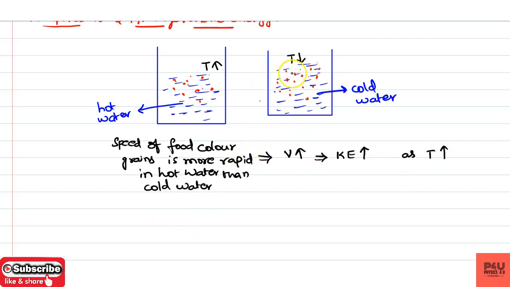So when you consider the cold water, in cold water, jiggling is seen with a normal speed. That means we can see that the speed is more in the first beaker compared to the second beaker. So the velocity of the food grains in the second beaker is less. That's why kinetic energy is less. So here velocity is less, kinetic energy is also less, because temperature is less.